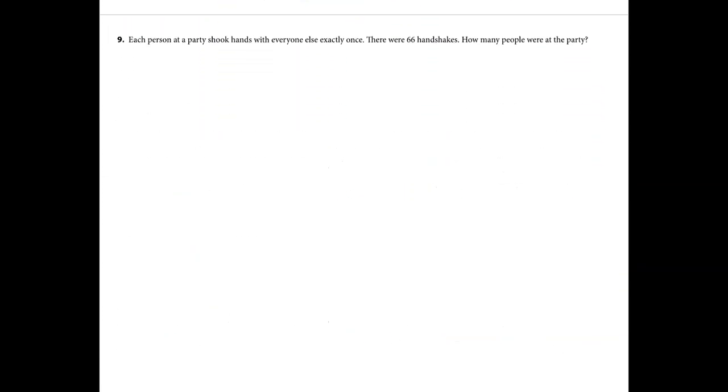All right, last one here. If a person at a party shook hands with everyone else at the party exactly once, and there are 66 handshakes, how many people are at the party? So again, this is that same problem, right? So let's say there were 100 people at the party. 100 people, how many handshakes does each one do? If they shake hands with everyone else exactly once, they shook hands with the other 99 people. Right? So that's how many handshakes took place.